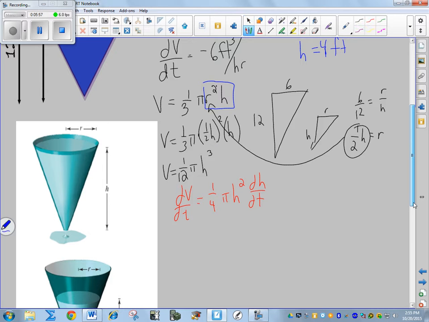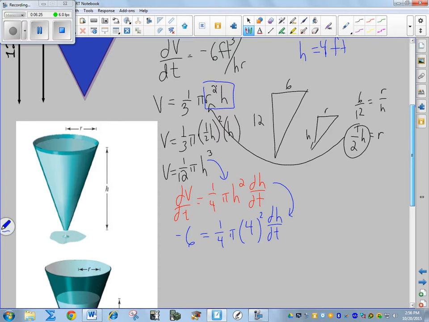So with that, I have 1/4 pi h squared dh/dt. h is 4, dV/dt is -6, so I just plug in -6 equals 1/4 pi times 4 squared dh/dt. Wait, so it became, whoa, I missed a part. All I did was, once I went here, I differentiated. And then from here, I then substituted. That's all I did.